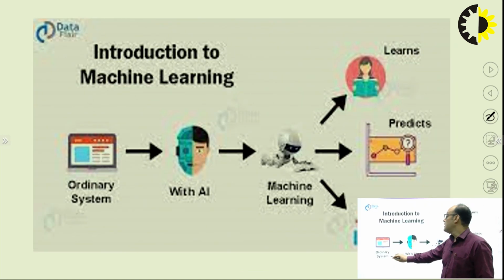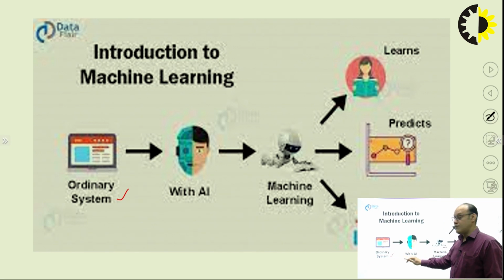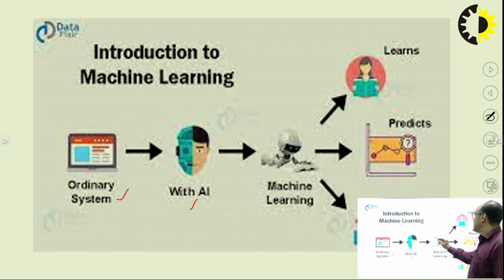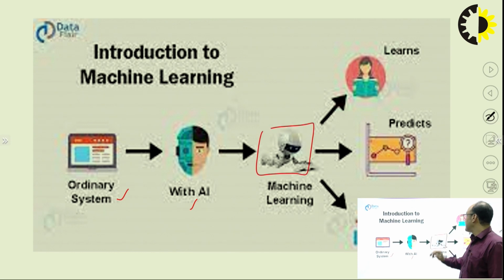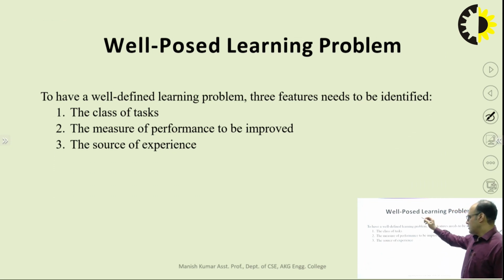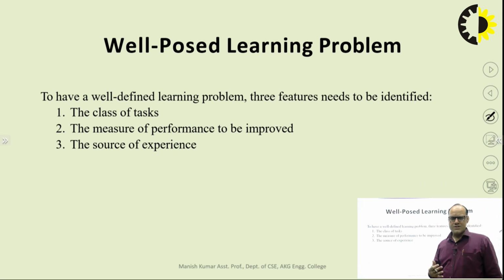Again, one diagram. This is the ordinary system. With the help of artificial intelligence, we implement some machine learning algorithm here, and this algorithm learns. With the help of this machine learning, we do several predictions, and the performance is improved. This is how I can explain the concept of machine learning. In machine learning, first of all, we must understand the concept of learning. We say learning every time. What is learning?